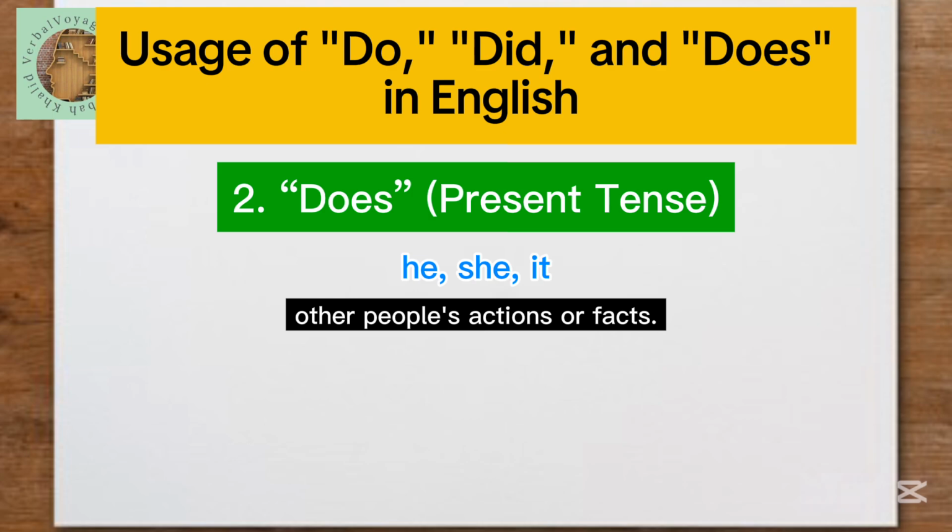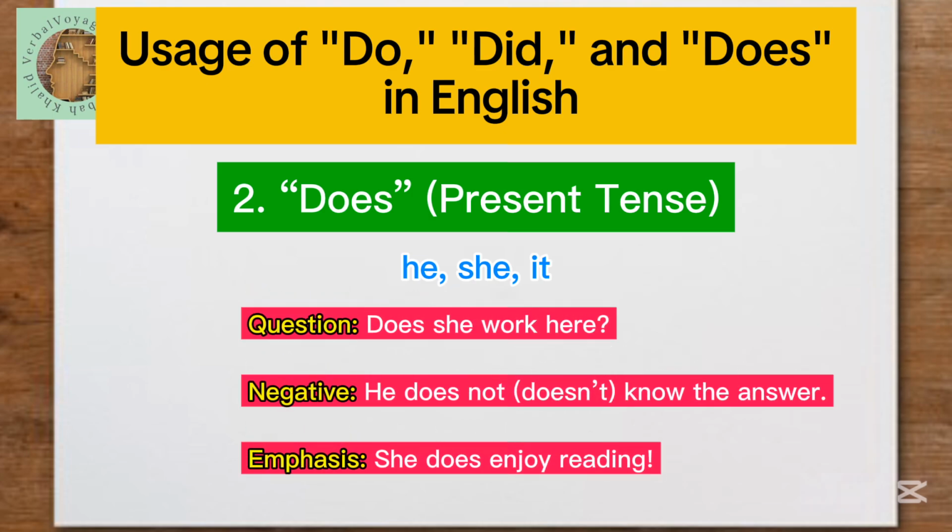For examples, in a question, does she work here? In a negative sentence, he doesn't know the answer. In an emphasis sentence, she does enjoy reading.